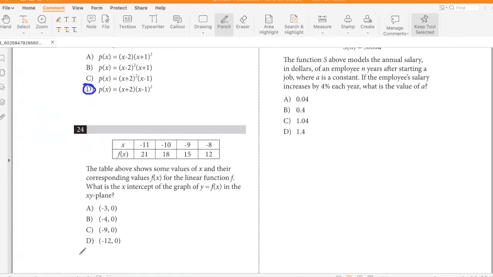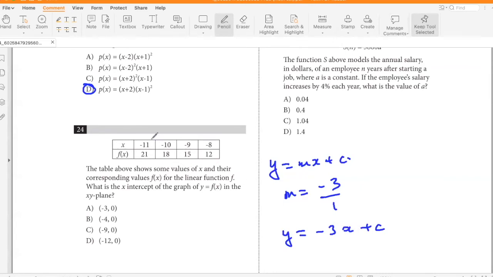The table above shows some values of x and their corresponding values f(x) for the linear function f. What is the x-intercept of the graph in the xy plane? Okay, so let's use the formula y equal to mx plus c. So slope will be (18 minus 21) divided by (minus 10 plus 11), which is -3. So y is -3x plus c.